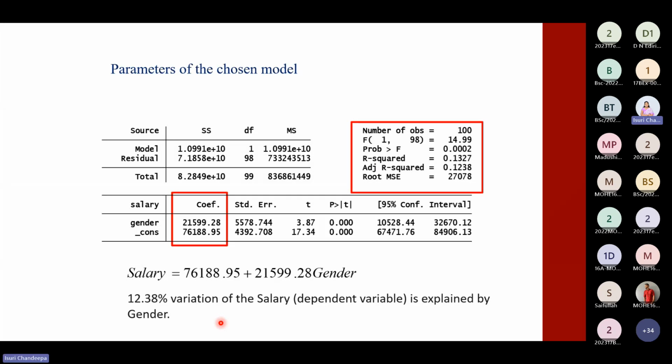That means the changes in salary are explained by not only gender. If we reduce this 12.38 from 100, about 78% of the variation of salary is explained by factors unidentified in the model, whereas 12% of the variation of salary is explained by gender.